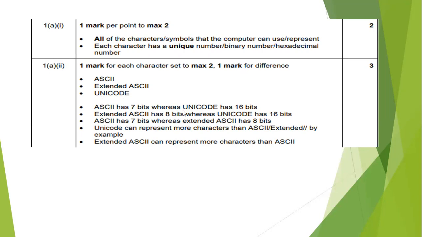ASCII has 7-bit, whereas Unicode has 16. So you have to tell one difference. You can write that extended ASCII has 8-bit, whereas Unicode has 16-bit, or you can say ASCII has 7-bit, whereas extended ASCII has 8-bit. Unicode can represent more characters than ASCII or extended ASCII. Or by example, extended ASCII can represent more characters than ASCII. So you got the answer? Is this clear?